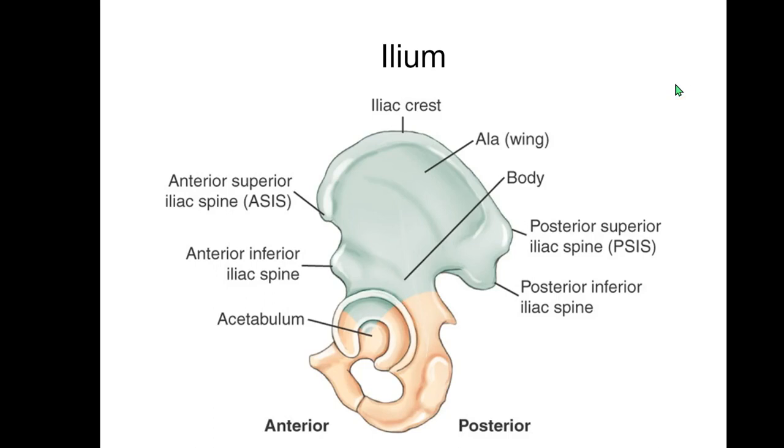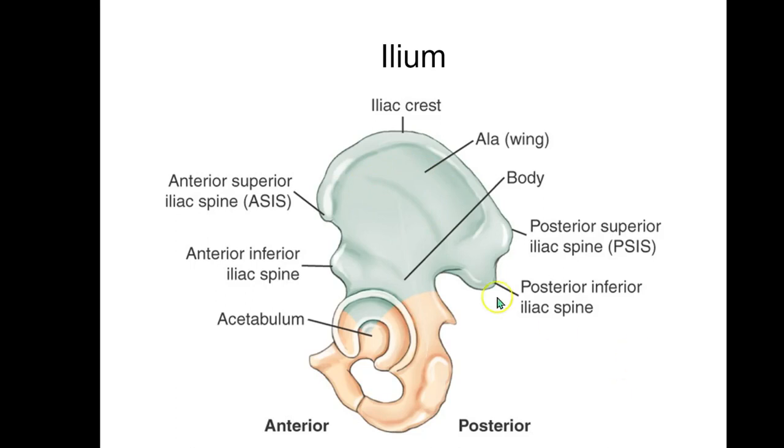The body of the ilium is the more inferior portion near the acetabulum, and it actually includes the superior 2/5 of the acetabulum, as you can see here. Again, remember, all 3 divisions of the hip bone fuse at that acetabulum in about our mid-teens. The ala, or the wing, is the thin and flared superior part of the ilium. And of course, you have an ilium on both sides of the pelvis, right and left.